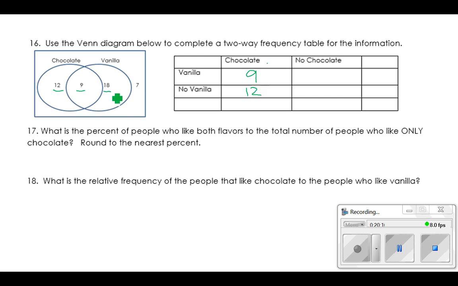18 is vanilla, but no chocolate. So vanilla, no chocolate, which is 18. And then the last one, 7, is no chocolate, no vanilla. So no chocolate, no vanilla, and that box is right here. So after you get those, you just have to then find your totals.